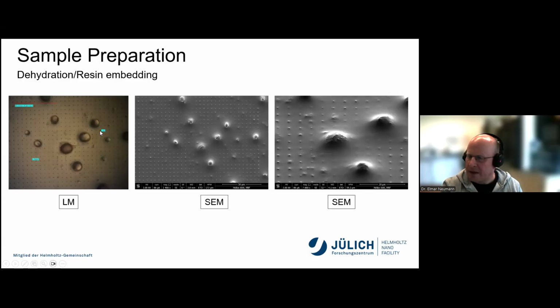So in the end, it looks like this. In the ideal case, you see both your structure and your cells, so that you can easily find the site of interest for later preparation, where you want to investigate the interaction of your cell with your structure on top.